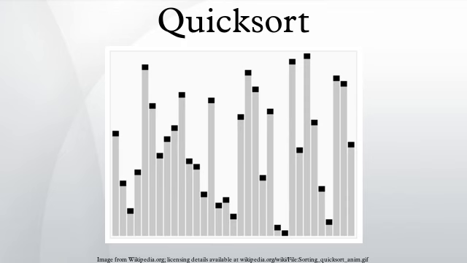Algorithm: Quicksort is a divide-and-conquer algorithm. Quicksort first divides a large array into two smaller subarrays, the low elements and the high elements. Quicksort can then recursively sort the subarrays. The steps are: pick an element, called a pivot, from the array. Reorder the array so that all elements with values less than the pivot come before the pivot, while all elements with values greater than the pivot come after it.